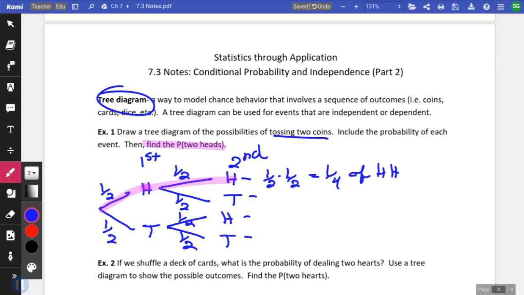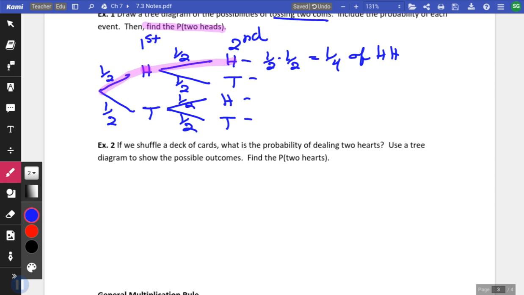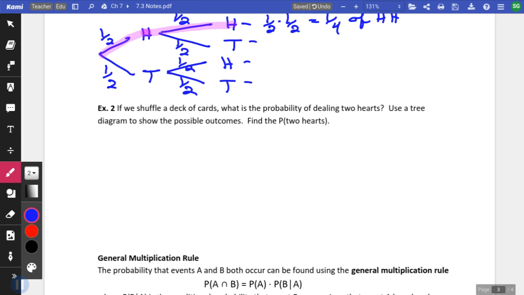Okay, with coins it's super easy because all 4 of these outcomes were equally likely. But this gets more complicated. If we're looking at cards, we have a deck of cards, 52 cards. We're looking at the probability of getting 2 hearts. So we're going to draw 1 card. It doesn't say anything about putting it back. And then we're going to draw a second card.